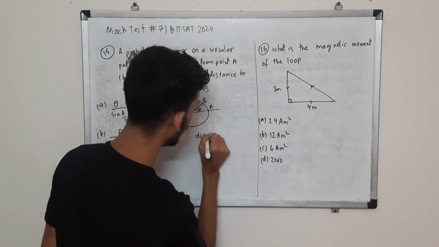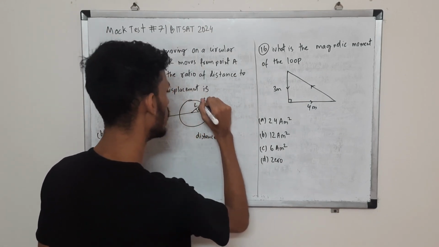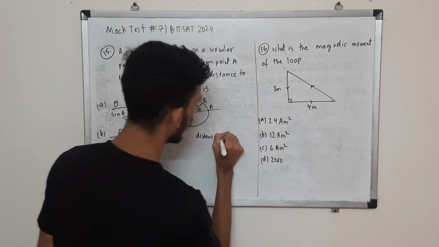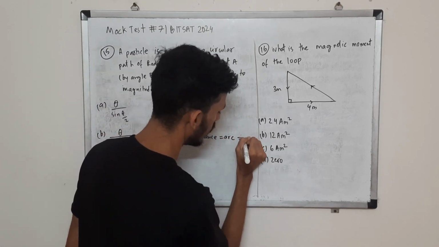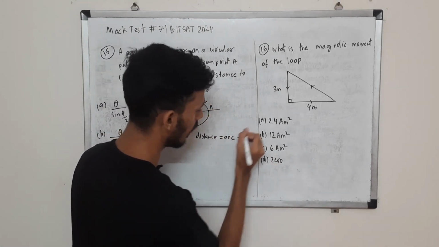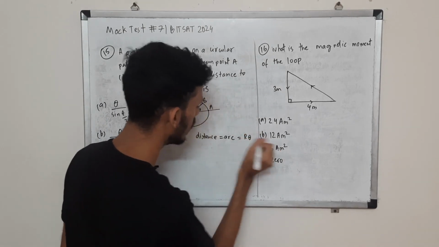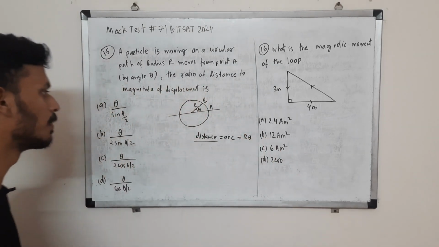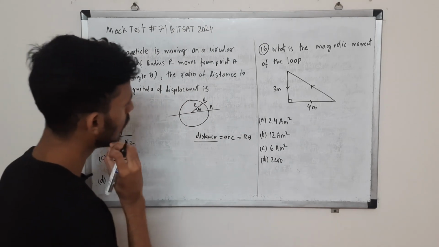So distance basically will be the arc length. From A to B, what is the arc length? The arc length is given as r into theta, the radius times the angle. So r into theta will be the distance. It's pretty simple for the distance, but for displacement we have to work hard.